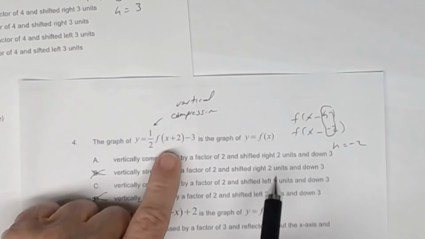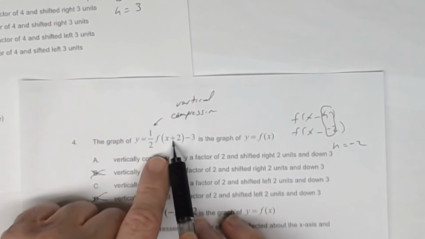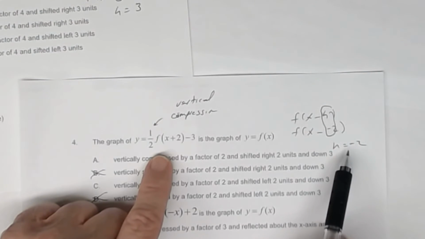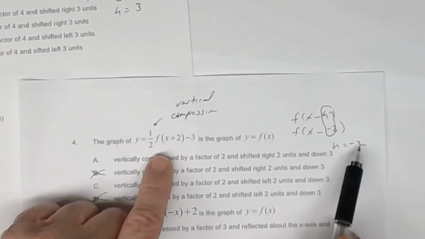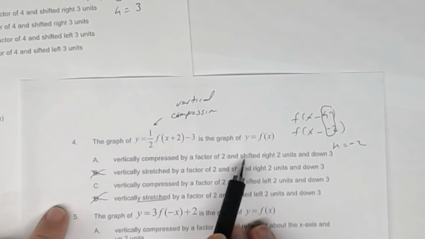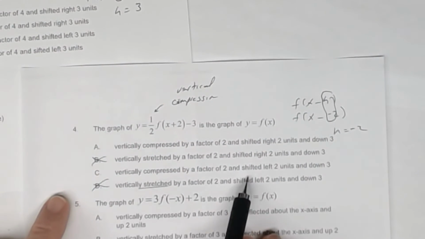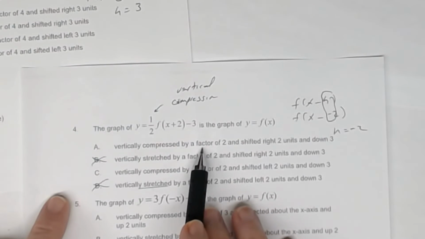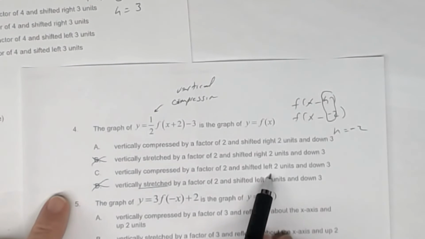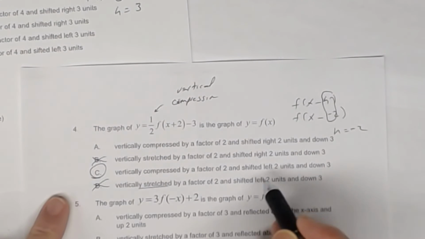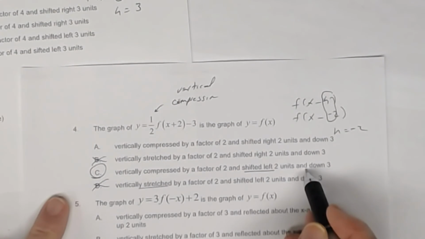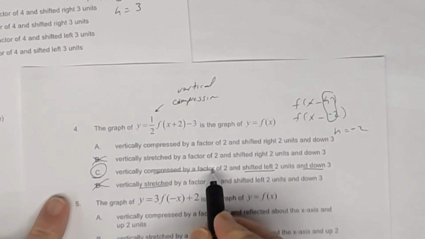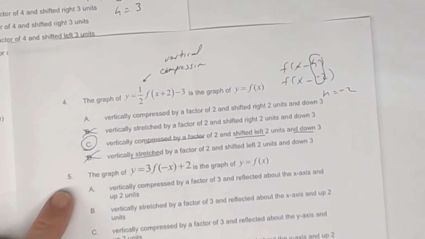So we're going to horizontally shift to the left 2 units. So let's see. So that's going to be which one? To the left. This is to the right. This is to the left. So be C, right? So shift to the left 2 units, down 3 units, and compress by a factor of 2. So the answer is C.